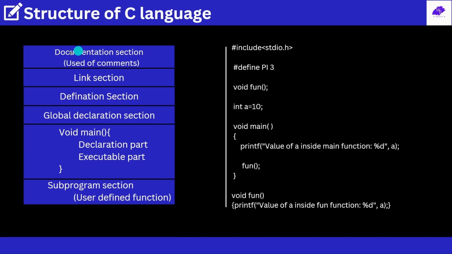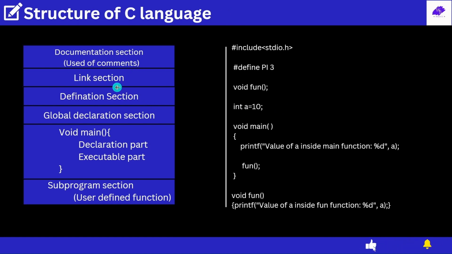So let's discuss from the very beginning, that is the documentation section. This section includes the use of comments. A comment is something that does not execute in your program, but is for the user's better understanding of what you have written in the program, or whatever you want the user to read when he or she is reading a program. The comments we will discuss in detail in the next slide, so wait for it.